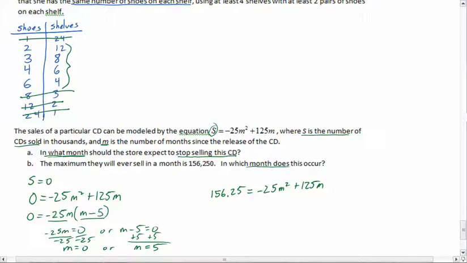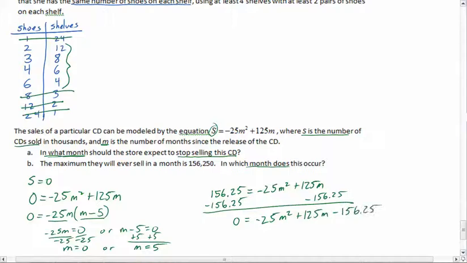So what should we do? Well, we should subtract the 156.25 to make it equal to 0. So now we have 0 equals negative 25m squared plus 125m minus 156.25. All right.